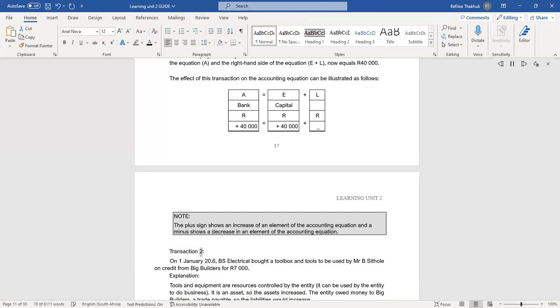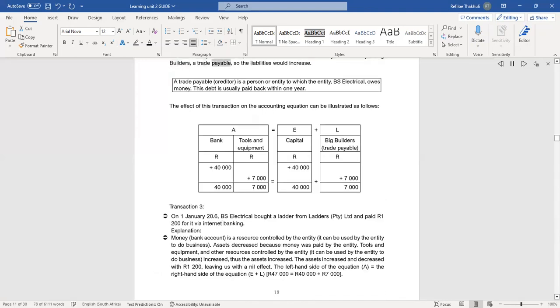Transaction 2. On January 1, 20.6, BS Electrical bought a toolbox and tools to be used by Mr. B. Sithole on credit from Big Builders for R7,000. Explanation: tools and equipment are resources controlled by the entity. They can be used by the entity to do business. It is an asset, so the assets increased. The entity owed money to Big Builders, a trade payable, so the liabilities would increase.